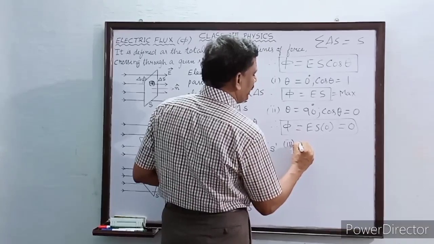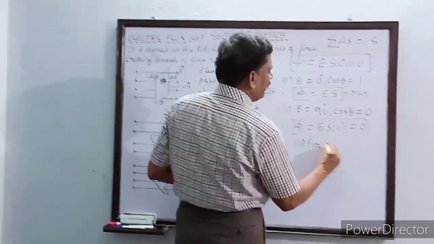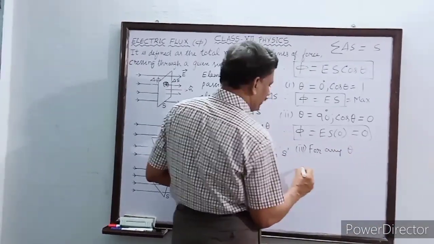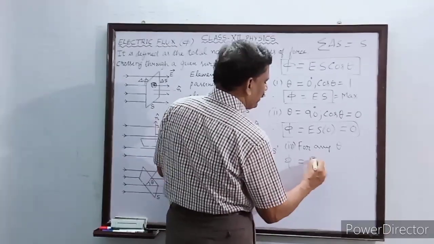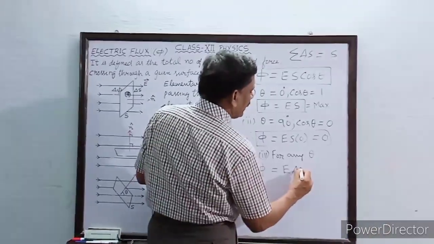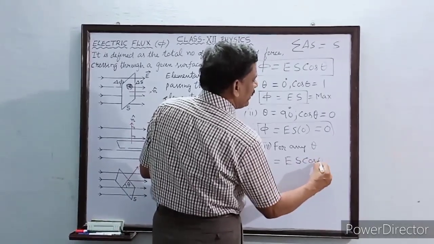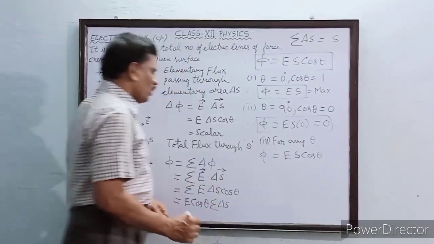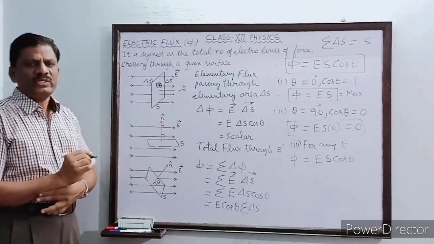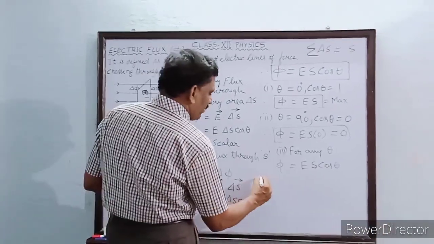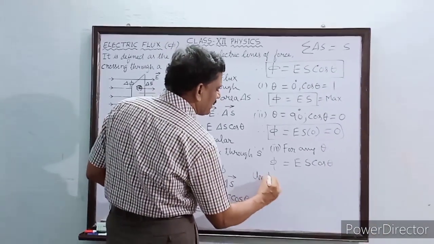So in the third picture, for any value of theta, the flux phi is equal to E into delta S, or E into S into cos theta for the total area. Now, what is the unit for this flux? We will find out the unit for flux.